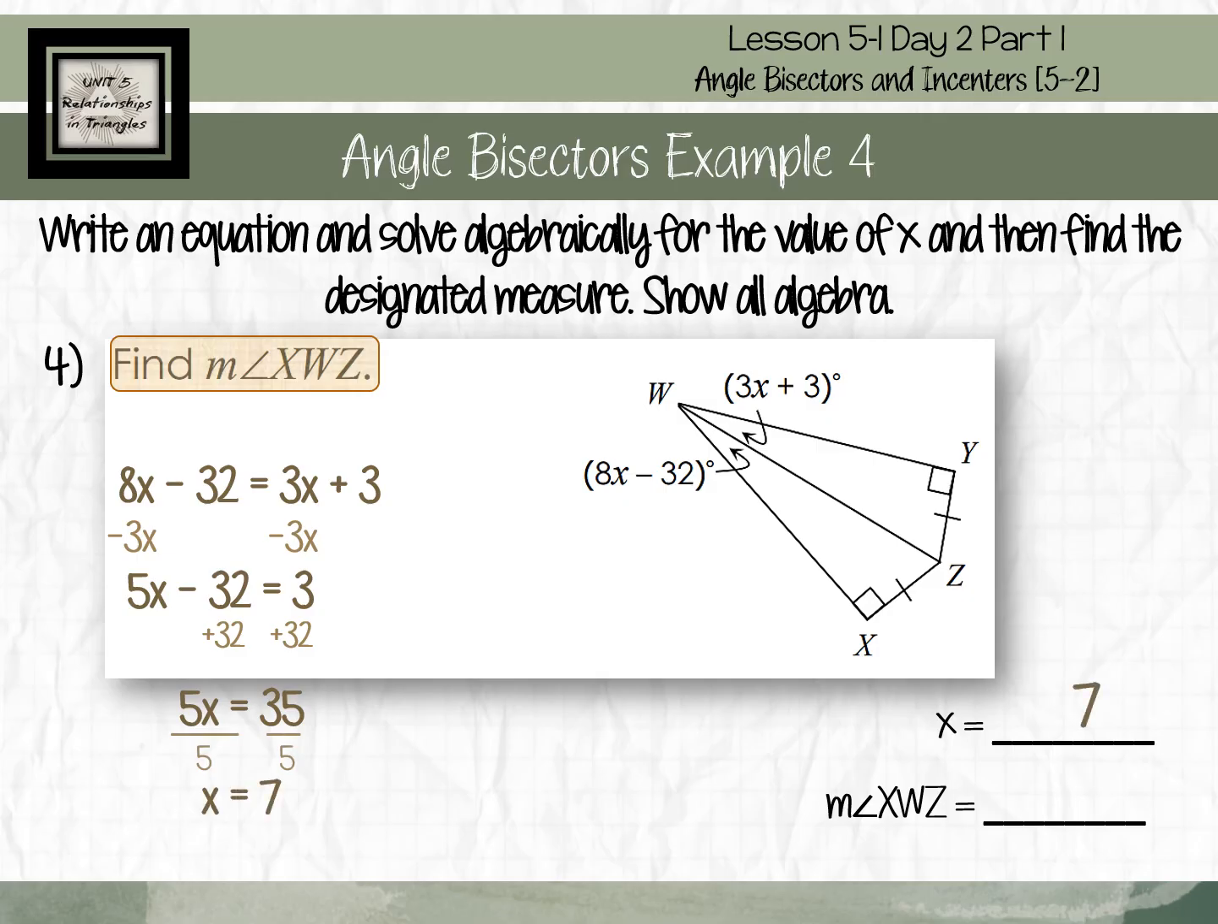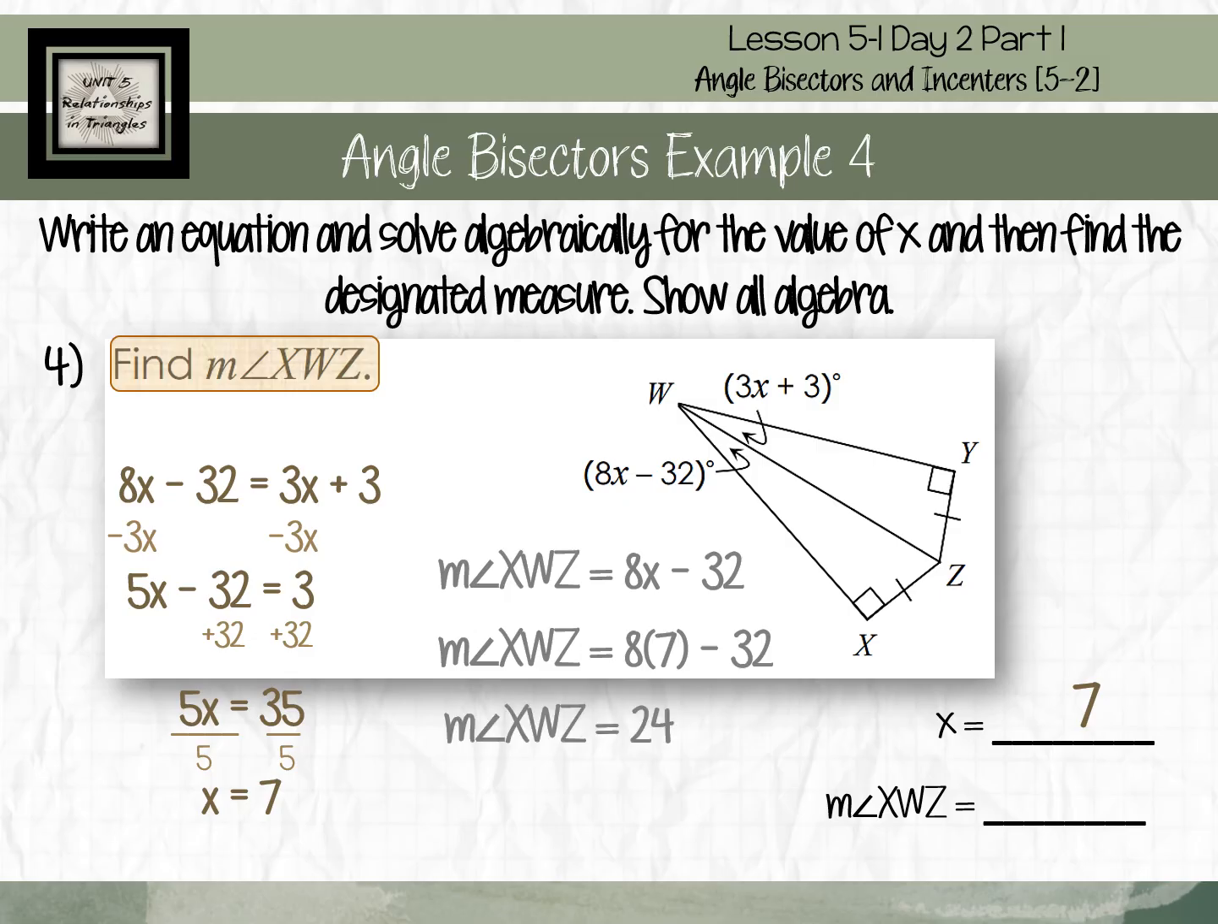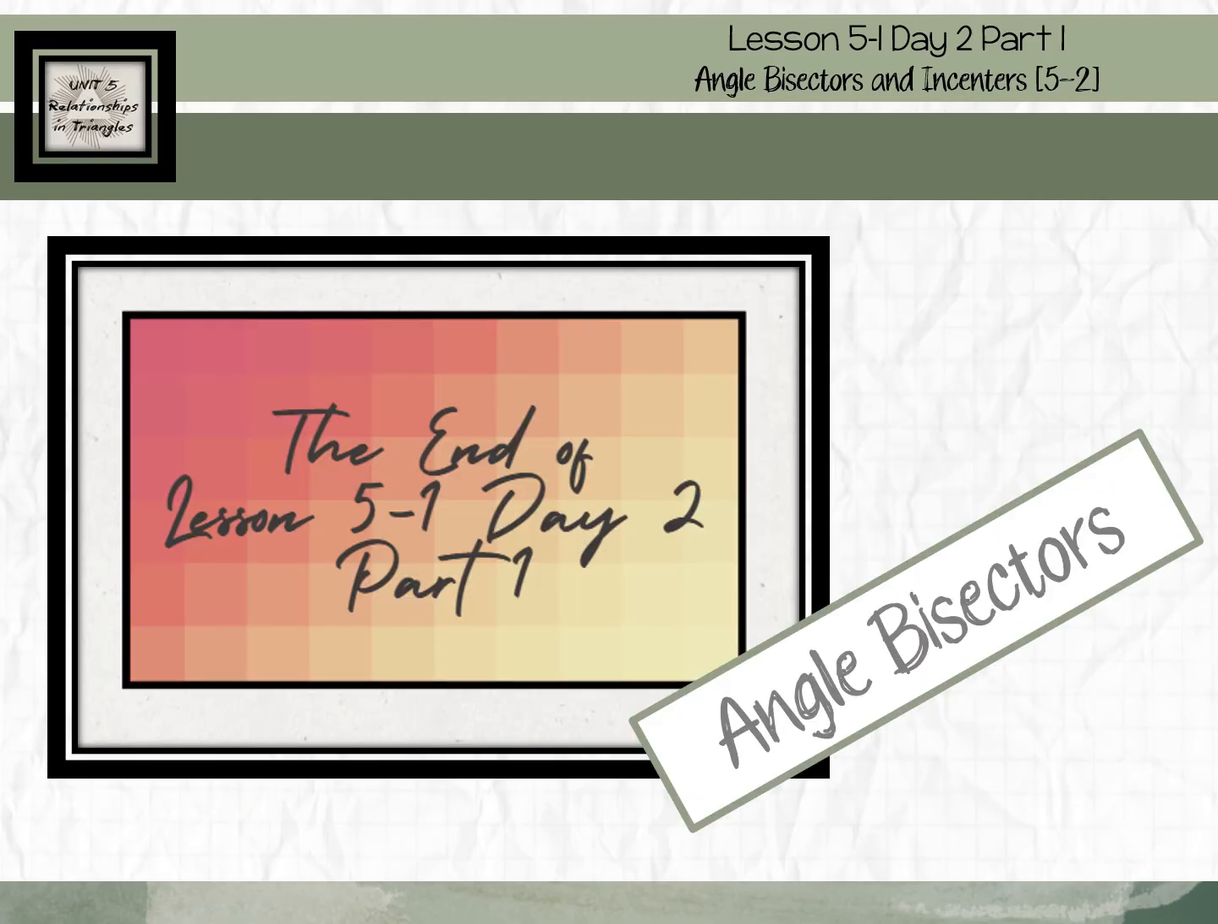Now find the measure of angle XWZ, which is 8x minus 32, but technically they're the same. Put the value of x, 7, in place of our x and calculate. And the measure of that angle is 24 degrees. That is the end of part 1, angle bisectors.